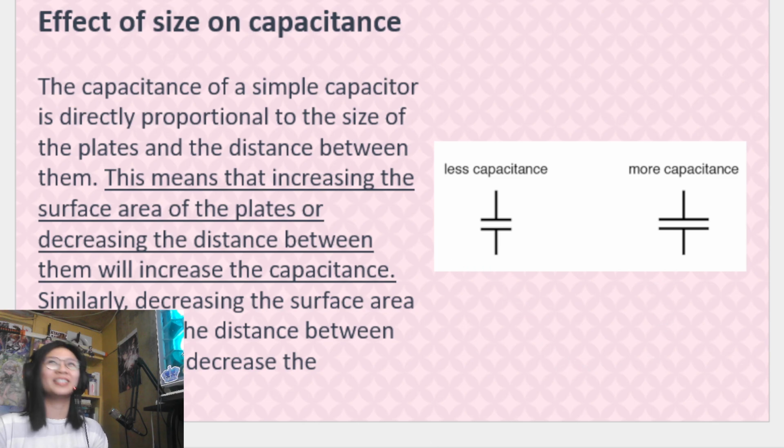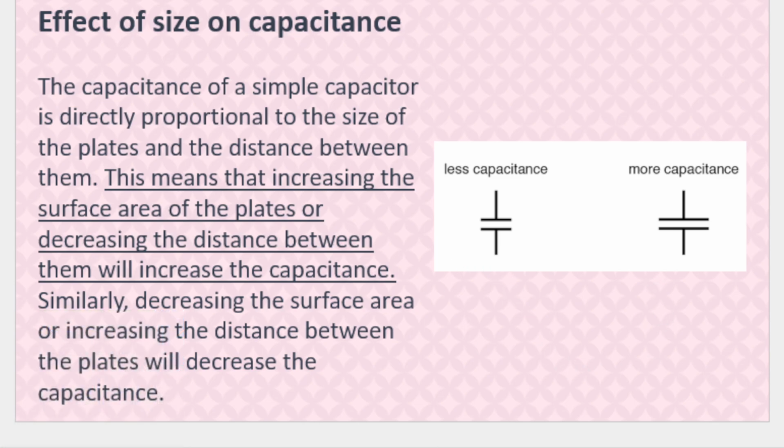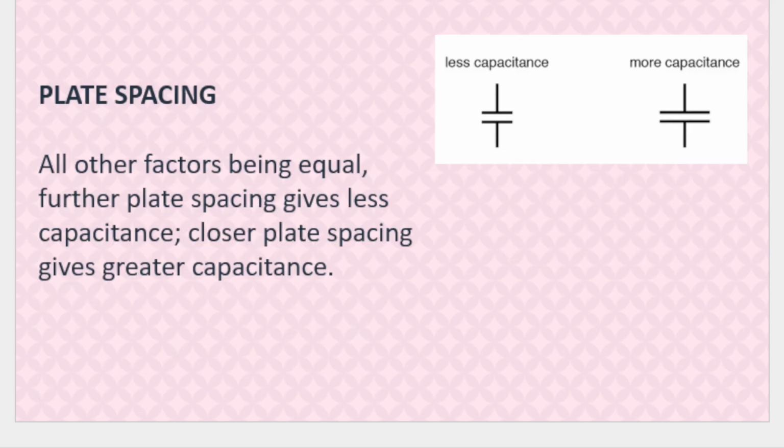Therefore, I conclude, with the increasing surface area, if your plate or your metal plates are bigger, then your capacitance will also increase. So if it is small, then its capacitance is somewhat less. Okay? So next is the plate spacing.